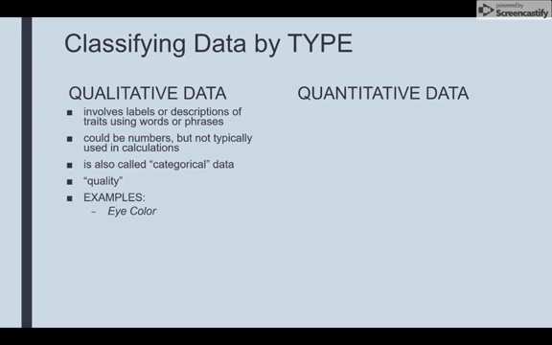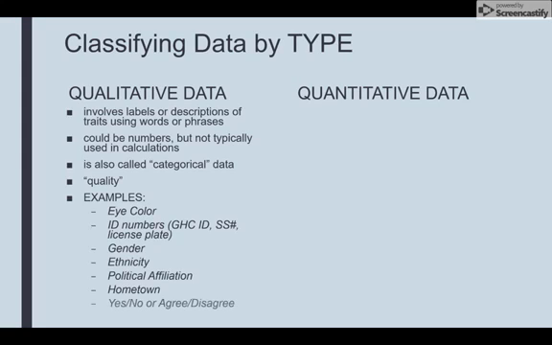Some examples might be eye color, an ID number, like your GHC ID number, your Social Security number, your license plate number, gender, ethnicity, political affiliation, your hometown, yes, no, agree, disagree, true, false. Anything that involves words or phrases is typically going to be considered qualitative data.